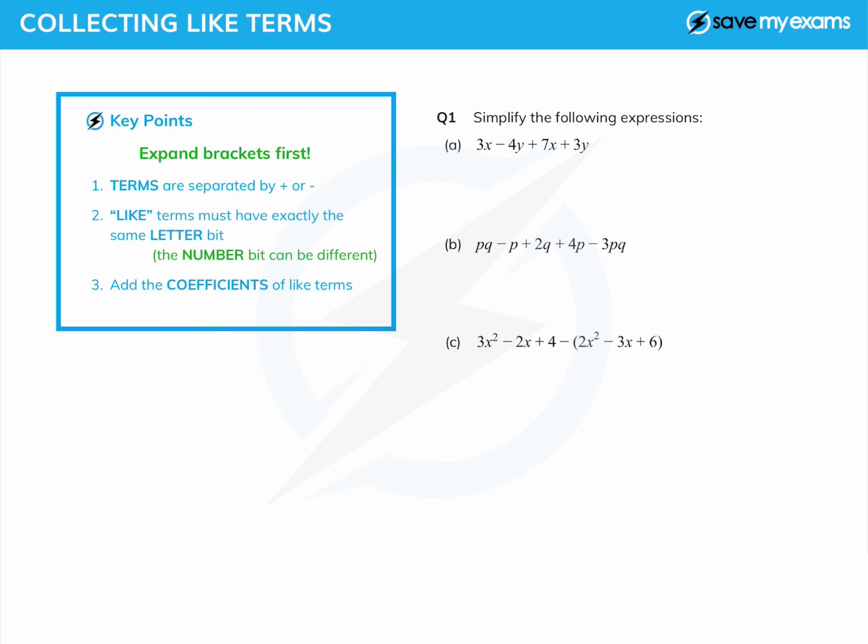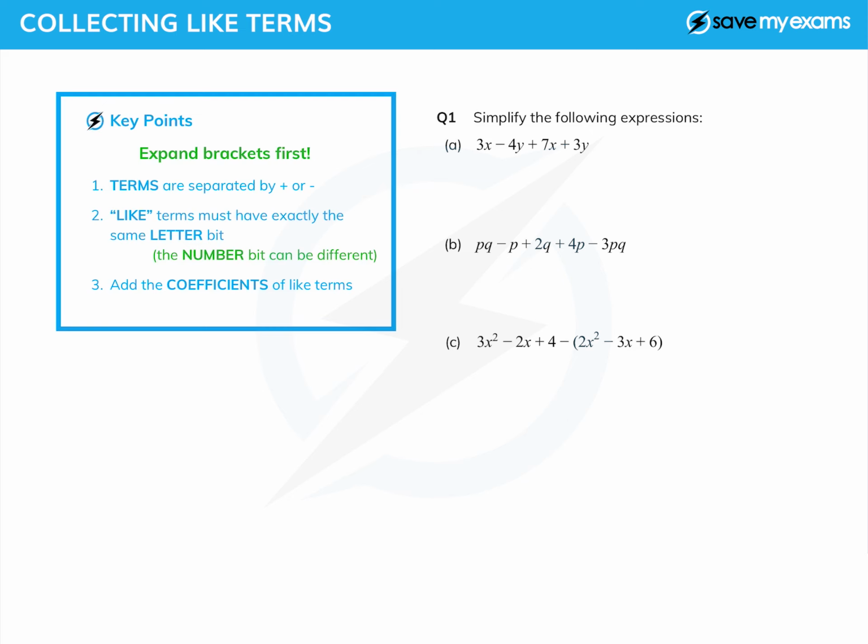And what we have to do is look for the terms which have exactly the same letter bit. The number bit, which is usually called the coefficient, that's how many of something there are going to be different, but the letter bits need to be the same. And then we simply add the coefficients, that's the number bit, of the like terms. So let's have a look at that first one.